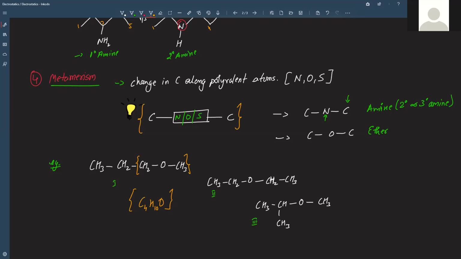So we start from functional. Are they functional isomers? No, all of them are ether. Okay, then go to the next, that is metamerism. That means metamerism has higher precedence or higher priority than others. For metamerism, what is the condition? COC or CNC or CSC. So is it there? Yes. It is there in all the three? Yes. So that means all these three are metamers.